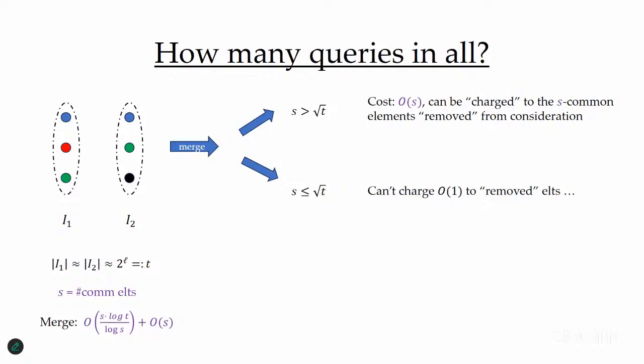So we need to amortize a bit. The observation for the amortization is as follows: in this case, when S is small, the number of common elements is small. So I'm merging I1 and I2, but really there are not many common items. Maybe S is 0, so there is nothing in common.